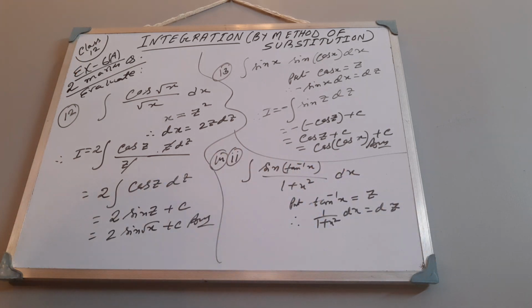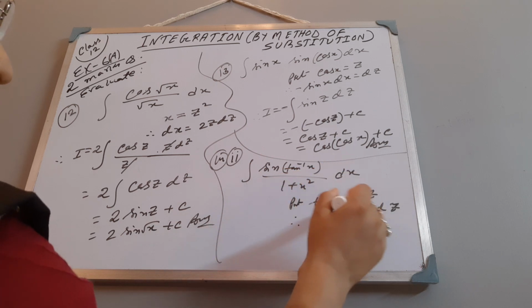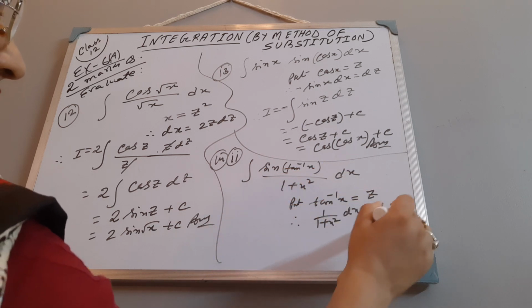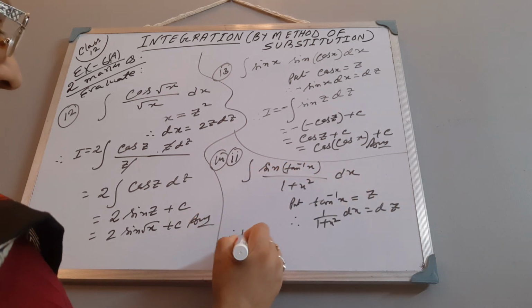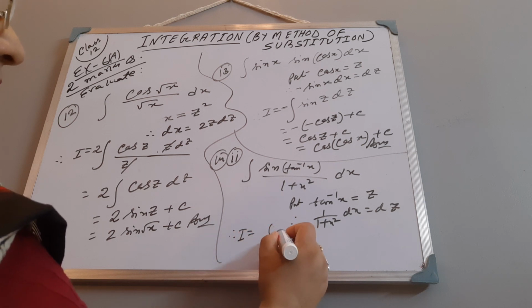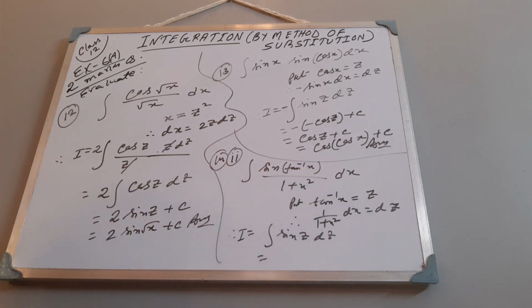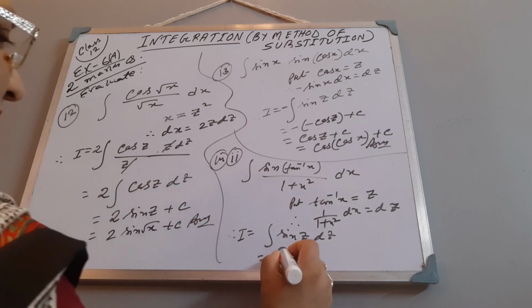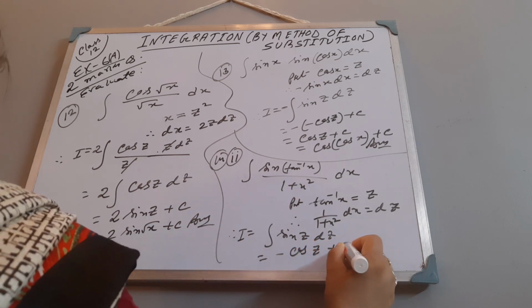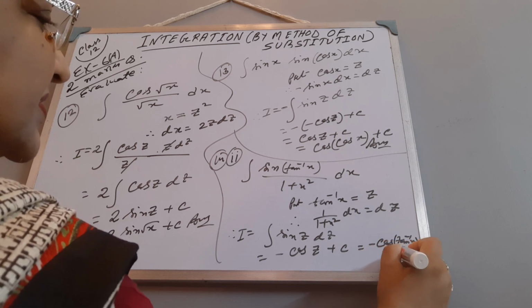In the integrand we have 1 by 1 plus x square dx, so instead of that we just put dz, and sin tan inverse x we have taken as z. Therefore I will be only integral sin z dz. That becomes so simple. Integral sin z dz we know is minus cos z plus c. So it is minus cos tan inverse x plus c.